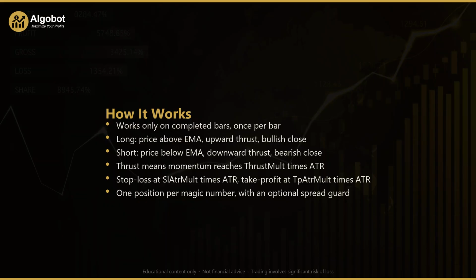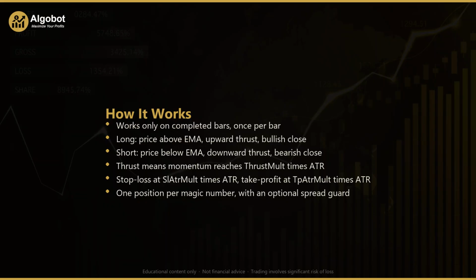3 conditions must all be true at the same time. Condition 1. The closing price of that signal bar must be above the 50-period EMA, confirming an uptrend. Condition 2. Momentum must be positive and large enough. The strategy takes the current close, subtracts the close from 4 bars earlier, and checks whether that difference is at least the thrust threshold, which is thrust multiple multiplied by ATR. With a default multiplier of 1.5, the market must have climbed by at least 1.5 times its recent average true range. Condition 3. The signal bar itself must close bullish, meaning its close is above its open.